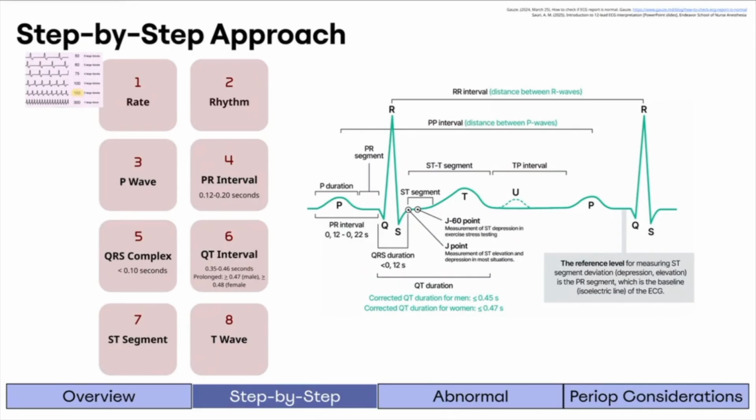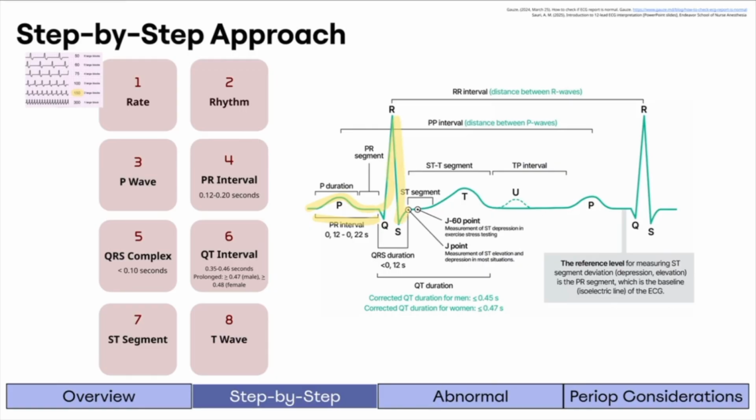Next, determine the rhythm to be regular or irregular. A regular rhythm means there is consistent spacing between each QRS complex. In a normal ECG, there should be one P wave before every QRS complex, indicating that the impulse originates in the SA node. The PR interval, measured from the beginning of the P wave to the first deflection of the QRS complex, is about 3 to 5 small boxes. A normal QRS duration is less than 3 small boxes, indicating normal conduction through the ventricles.